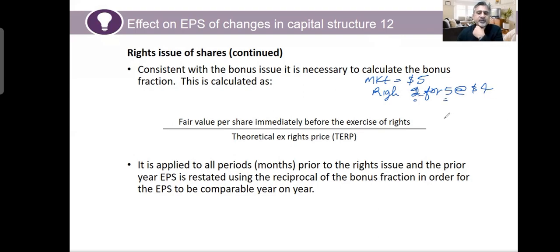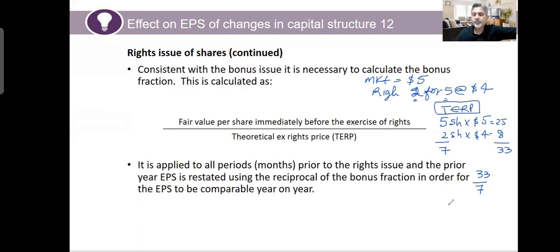So what was your situation before? Anybody who had 5 shares at $5 will get 2 new shares at $4. So this makes 25, and this makes 8. So it becomes 33, and number of shares are 7 now. So 33 divided by 7. Can somebody give me the answer? What is the answer? 33 divided by 7. 4.71. Now this 4.71 is called TERP.